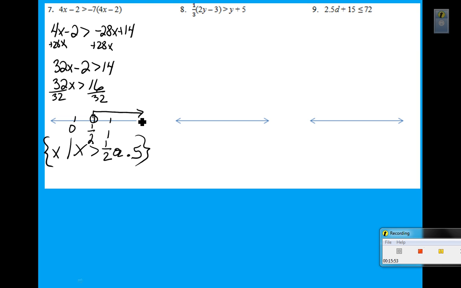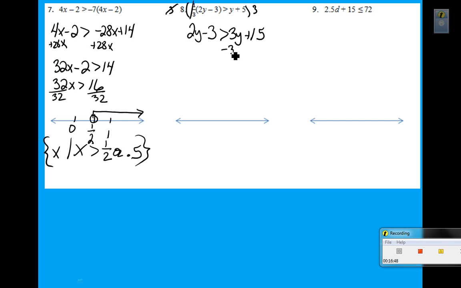Number 8, I'm going to show you the easiest way to do number 8. I could ask you what you don't like about it, and I know what you're going to say, the fraction. So here's what I'm going to do. I'm going to multiply both sides by 3. Check out what happens if I do that. 3 times 1/3 cancel each other out, because 3 over 3 is 1. So on this side, I'm left with 2y minus 3 is greater than. Distribute that 3, so I got 3y plus 15. That way my fractions are gone.